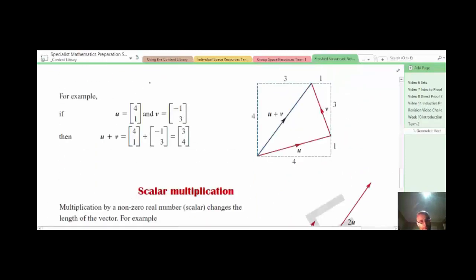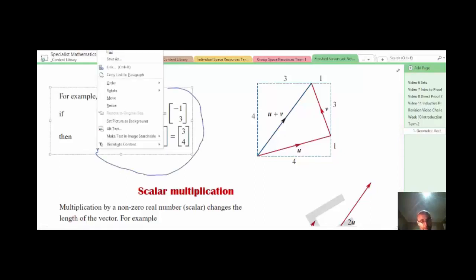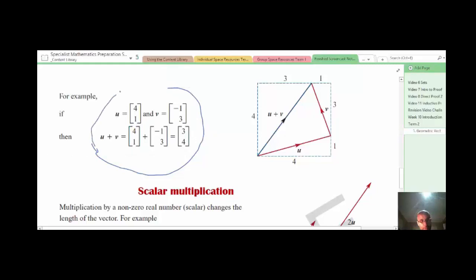To further demonstrate this, in our previous work, if we were looking at storage vectors and adding them together, if we define u and v as such, u plus v, we add the corresponding elements. So 4 plus negative 1 is 3, 3 plus 1 is 4. So how does that look?